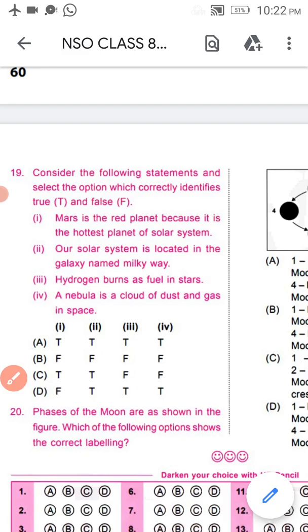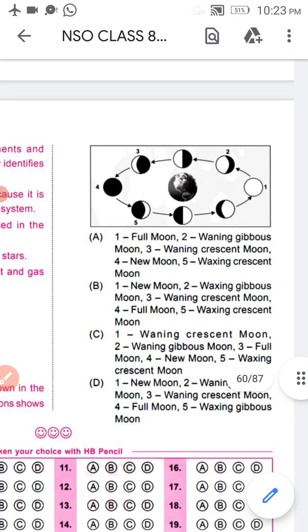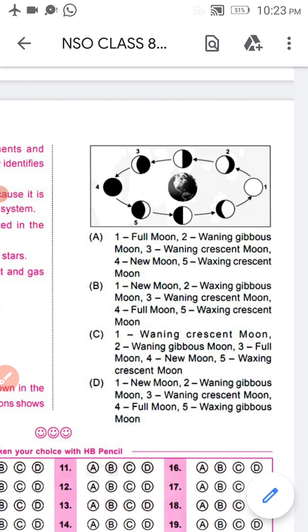Next, phases of the moon are as shown in the figure. Which of the following options shows the correct labeling? So different phases are given to you. Which one is the correct labeling? Notice here, number 1, this one. Number 1 is the full moon. Number 2 is the waxing gibbous moon.